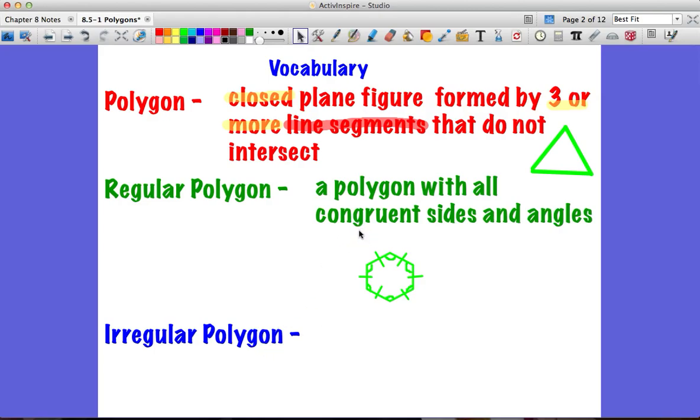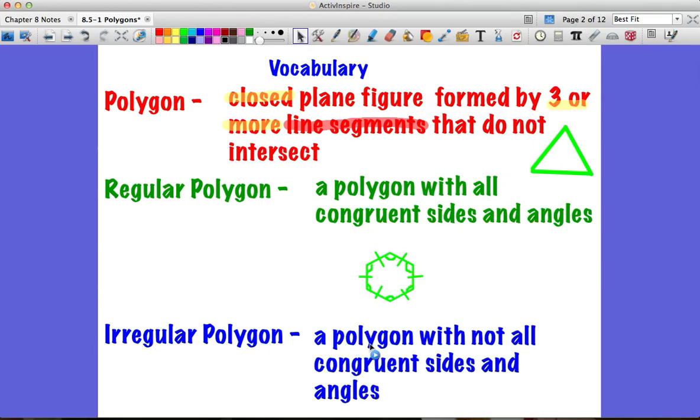If a regular polygon has all congruent sides and angles, then an irregular polygon, it would make sense, is a polygon with not all congruent sides and angles. Even if only one side or one angle is off, it's an irregular polygon. Okay, so in this case, our hexagon does not have congruent sides and does not have congruent angles. There may be some congruent sides and angles in here, but because all of them are not congruent, it cannot be regular.